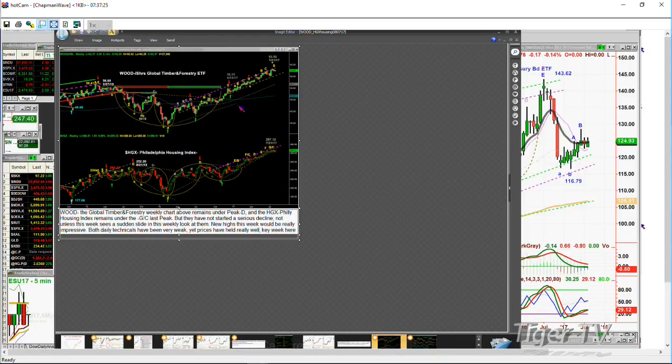There's another one. This is WOOD, the iShares Global Timber and Forestry ETF. It did make a peak D, and it's pulling back, but it's done that peak D before and recycled to a brand new one. Look, peak D. Oh, look at that. Peak D, peak D, peak D. This is the 4th iteration of the Ds in the Global Weekly Timber and Forestry ETF. Let's see how it holds this week. And this is the housing chart, the Philadelphia Housing Sector Index.